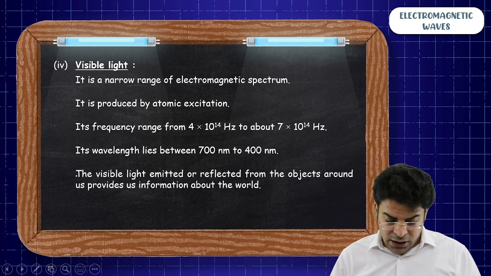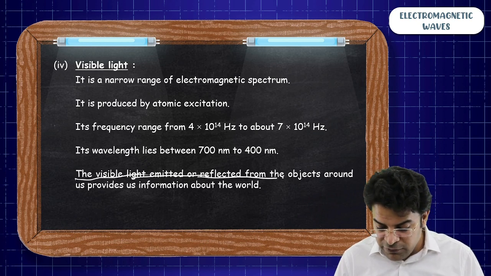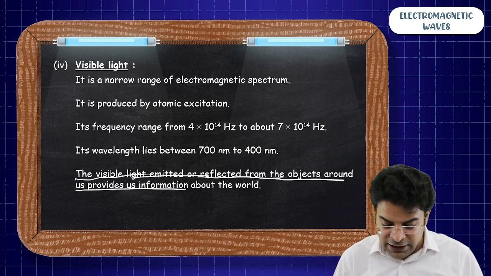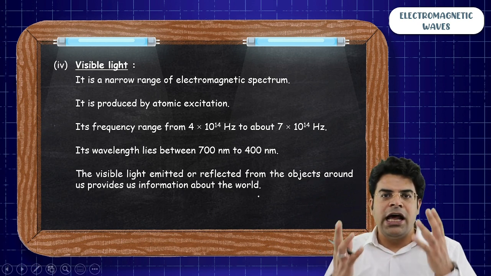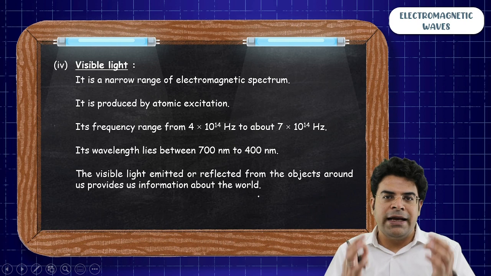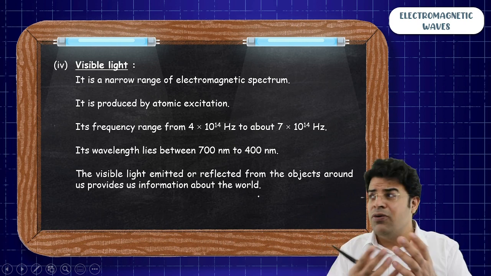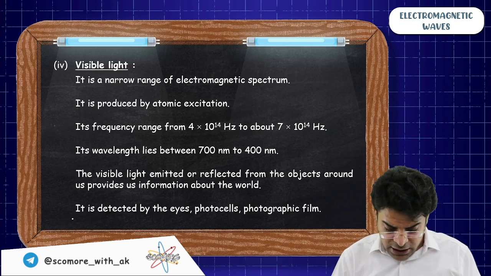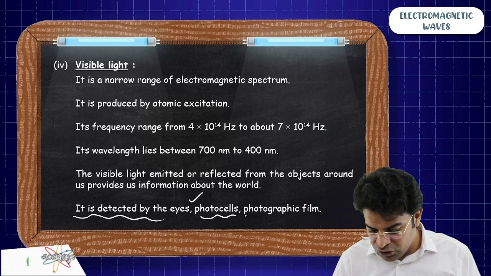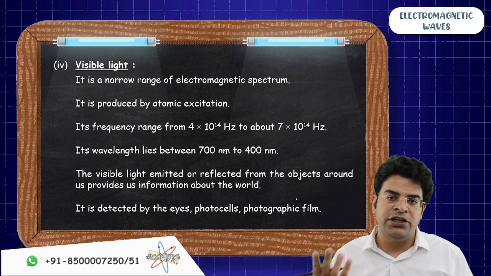Moving on, the visible light emitted or reflected from objects around us provides us information about the world. Obviously, that's the only type of EM wave a human eye can detect. So visible light provides us the whole knowledge of this universe. Next point, it is detected by the eye, photocell and photographic film. This is something you already know.